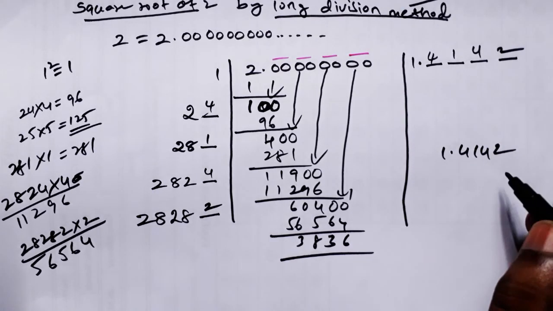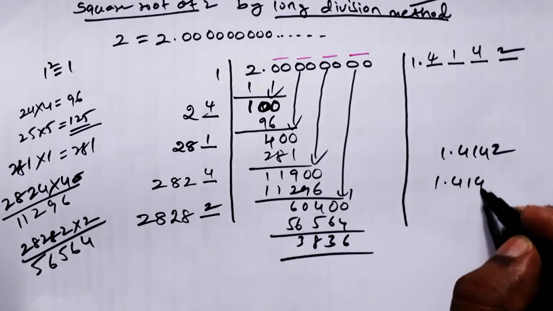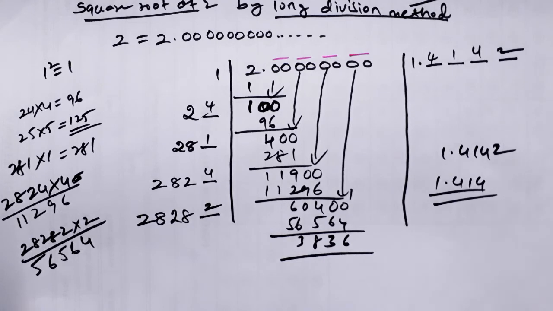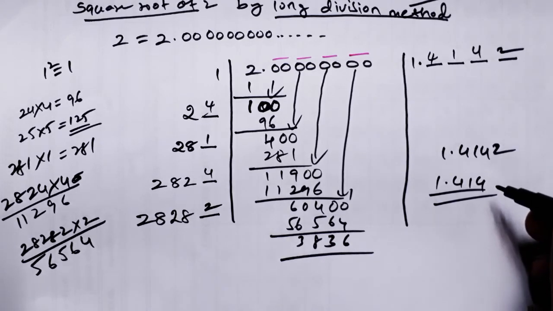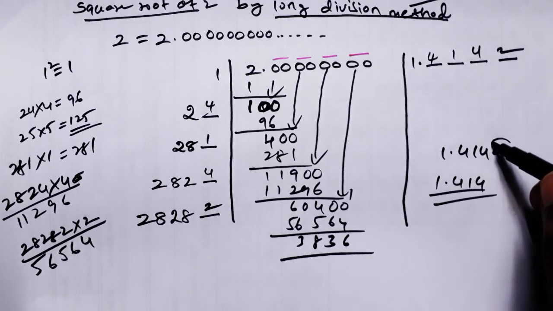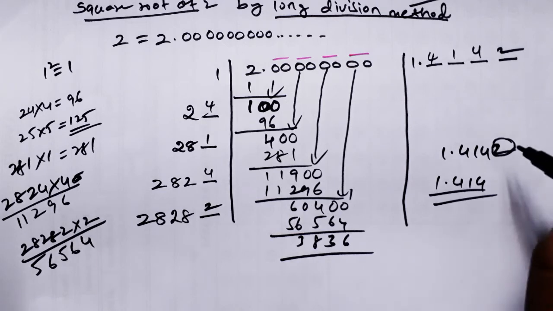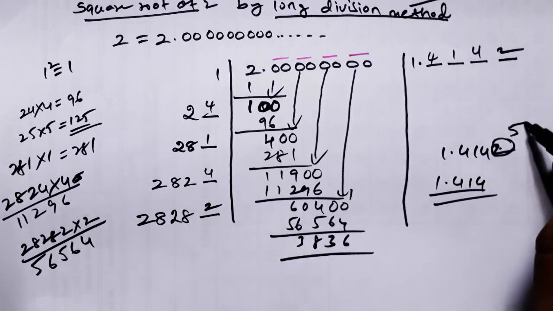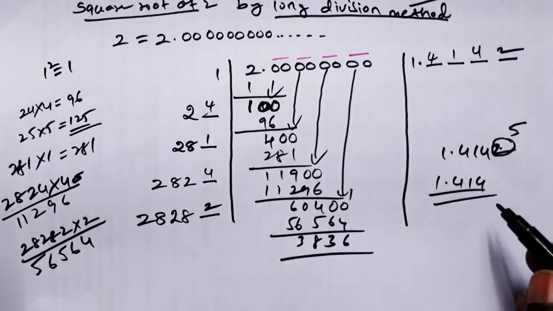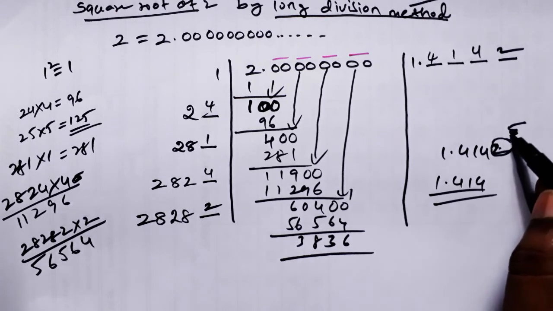We need only 3 decimal places, so 1.414. That's it. We have 4 decimal places, but we need only 3. Suppose in the place of 2 the digit is 5 or more than 5, then we have to add plus 1 to the digit before it. Here it is 2, so we leave it.